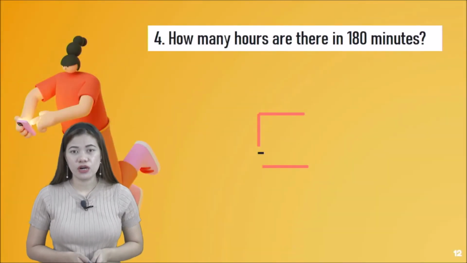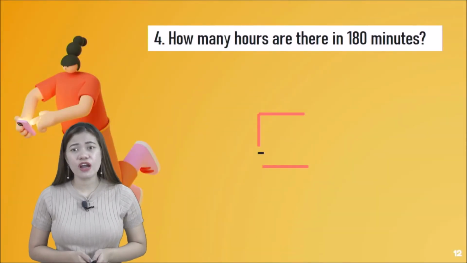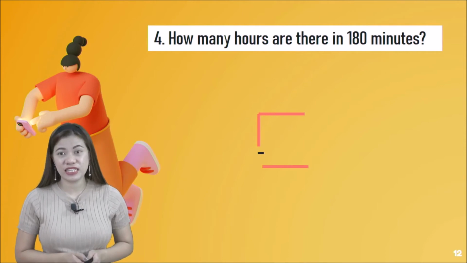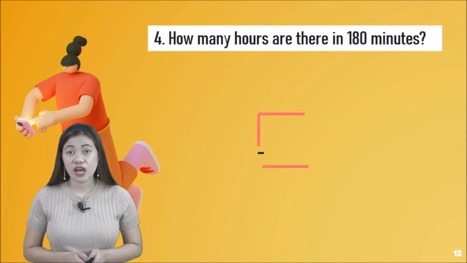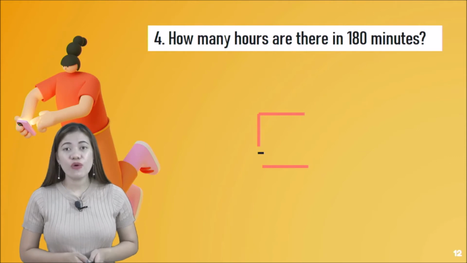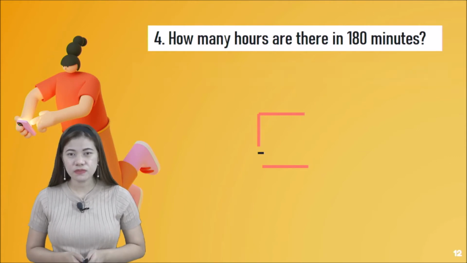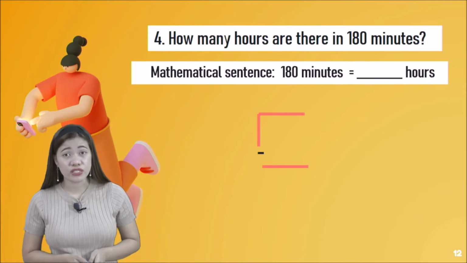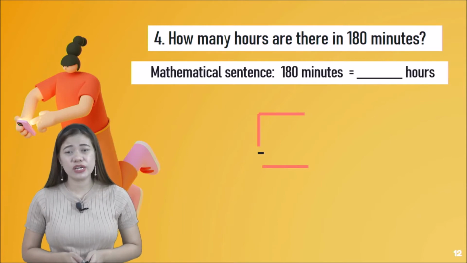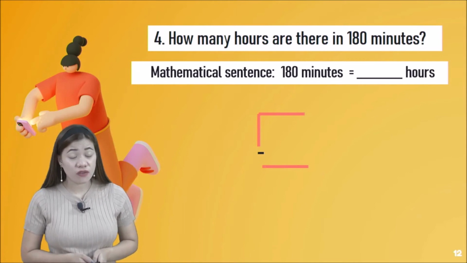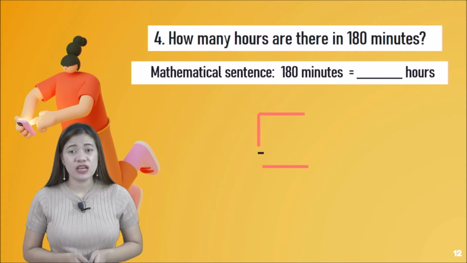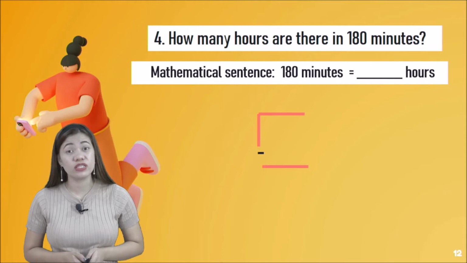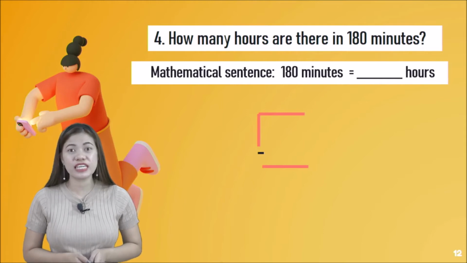Next, number 4. How many hours are there in 180 minutes? Here's our mathematical sentence. 180 minutes is equal to blank hours. So this time, again, kids, we are looking for hours, okay? Isn't it, kids? In 1 hour, we have 60 minutes. So our operation that we will use here is division.